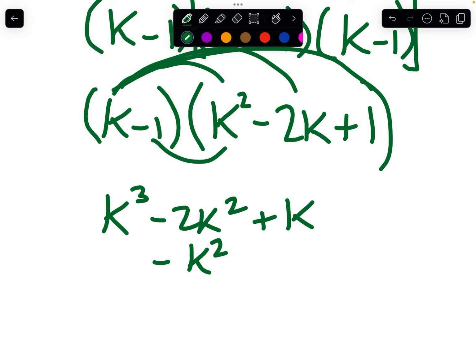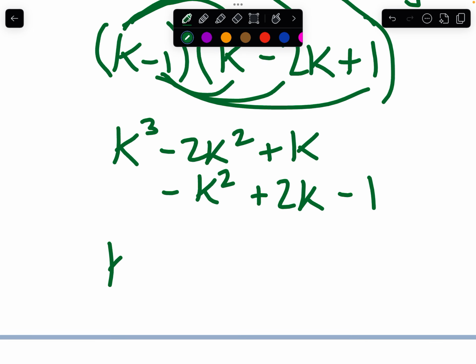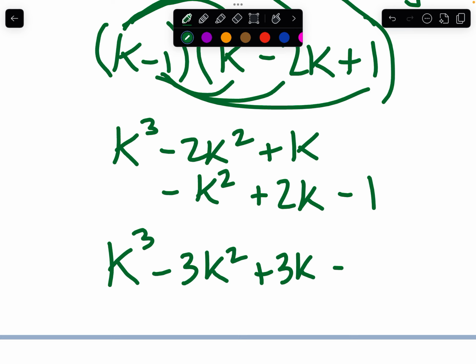Now my preference is to stack up these like terms. So I'm going to put it right underneath that other quadratic term. Negative 1 times negative 2k is positive 2k. Negative 1 times 1 is negative 1. And now I have those like terms stacked up and ready to go. I've got k cubed. This would be minus 3k squared. This would be a plus 3k minus 1.